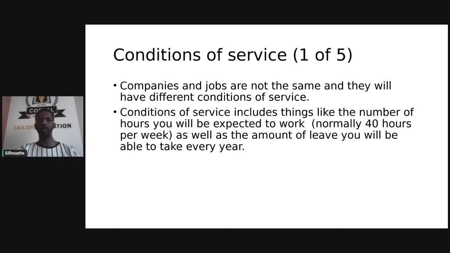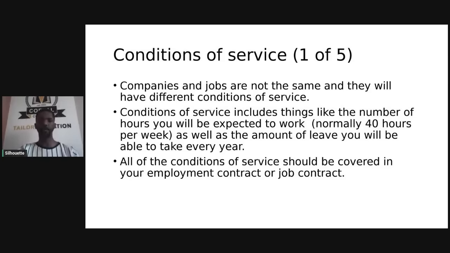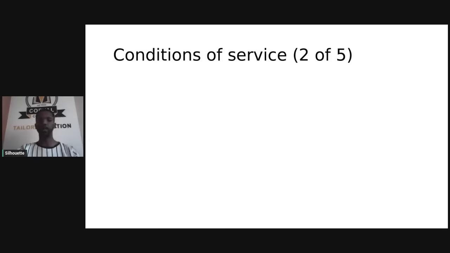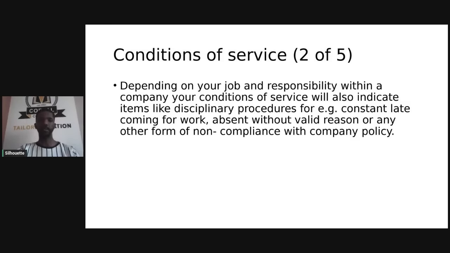Conditions of service include a number of hours that are expected for the employee or worker to work, as well as the amount of leave that the worker will get each year. All the conditions of service should be covered in your employment contract or job contract. And then, depending on your job or responsibility within the company, your conditions of service will also indicate items like disciplinary procedure.